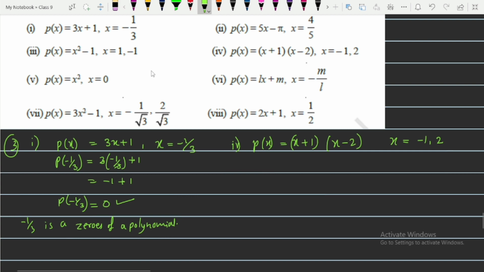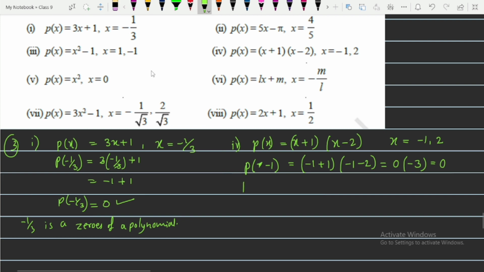So first we'll take p of minus 1. Here we'll put minus 1 in the place of x: minus 1 plus 1, and here minus 1 minus 2. So minus 1 plus 1 is 0 here, and minus 1 minus 2 is minus 3. So now you can see 0 into minus 3 is 0. Yes, for p of minus 1 it is coming 0, so minus 1 is a zero of the polynomial.